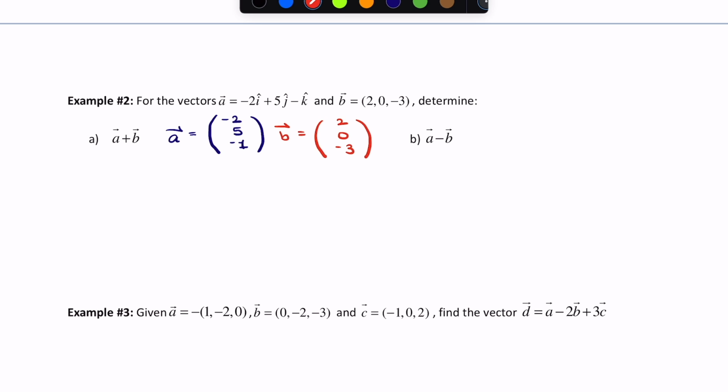Here we see that vector a plus vector b will be equal to the corresponding x values in both vectors, so negative 2 plus 2, 5 plus 0, and negative 1 plus negative 3, or negative 1 minus 3. When we evaluate, we get 0, 5, and negative 4. And so vector a plus b is 0, 5, and negative 4.